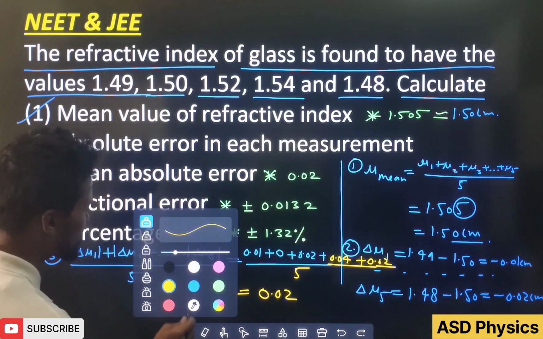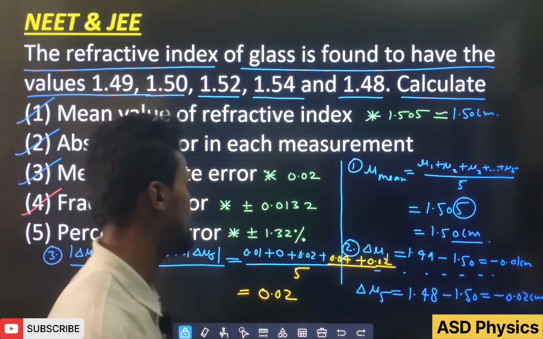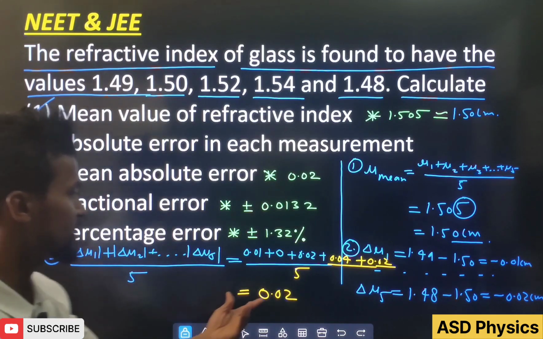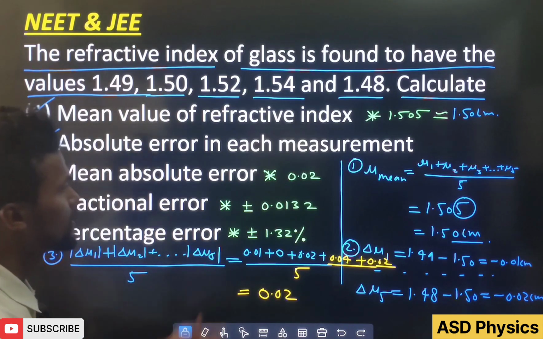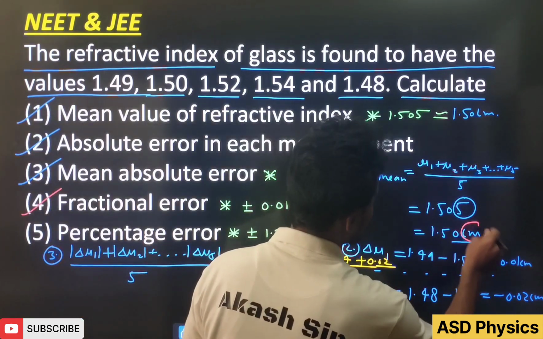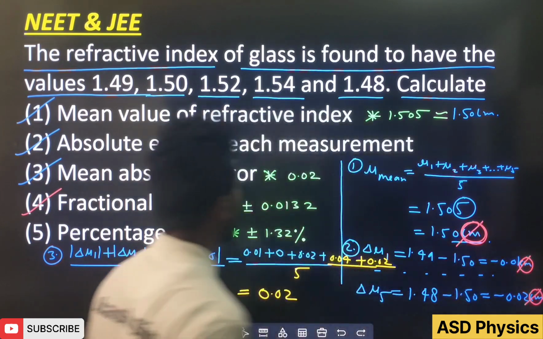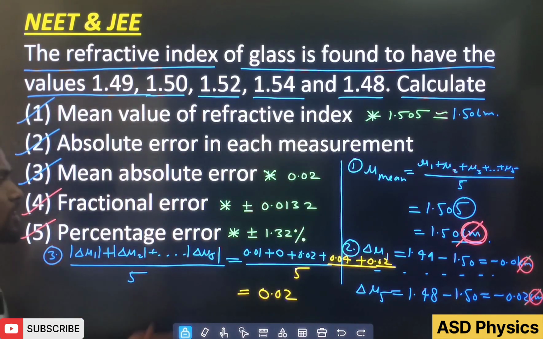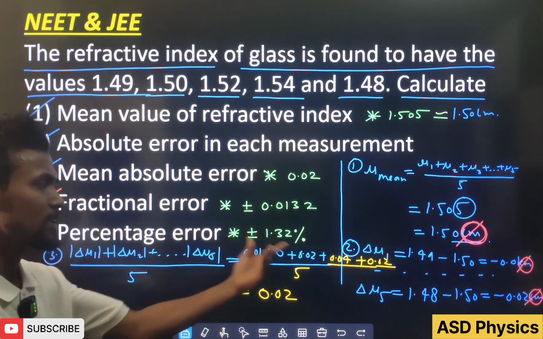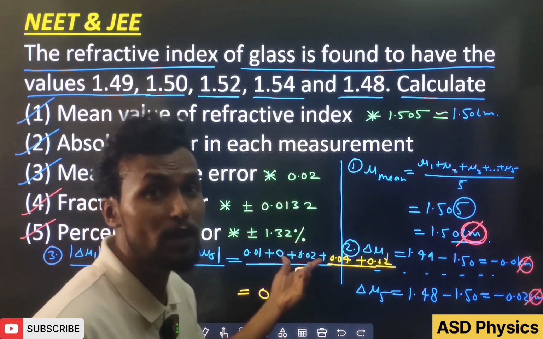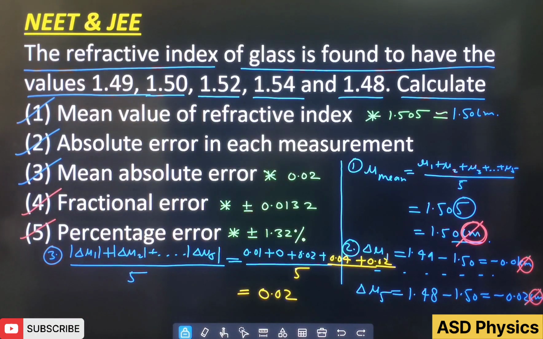After that, fractional error. Fractional error means delta mean by mean. That means very easily you have to just write 0.02 by 1.5. Here the unit should not be there, because it is a ratio; the refractive index is unitless. Now after that, percentage error. Whatever value came, by doing delta mu mean by mu mean, just multiply with 100. How much is coming here? Plus minus 1.32%.